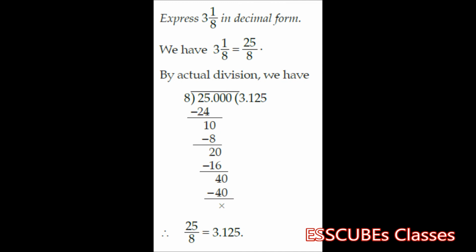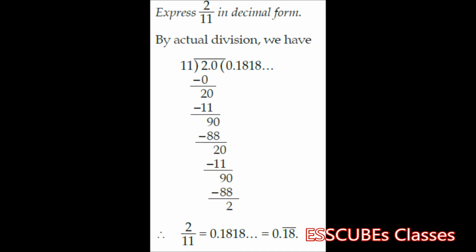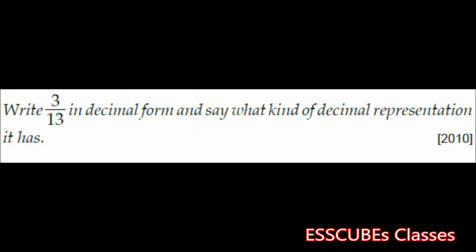But if we have another example, 2 by 11, and we are intending to find the decimal form of this, we would get 0.181818 getting repeated by the actual division method. So we can represent 2 by 11 as 0.18 bar. If I'm asked to write 3 by 13 in decimal form, and say what kind of decimal representation it has, let's see how to do it.